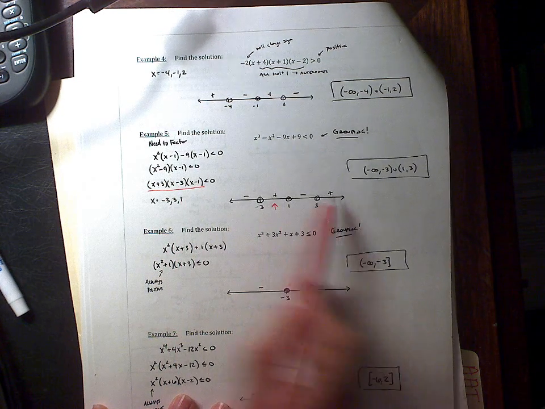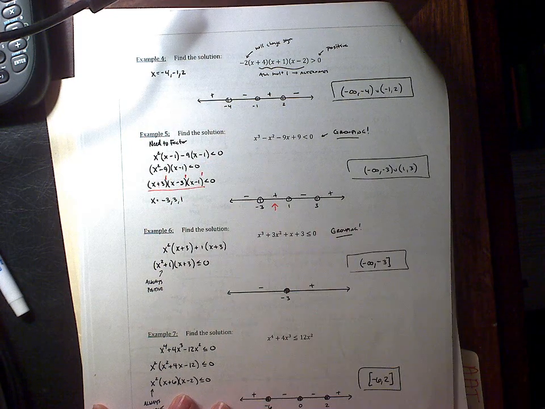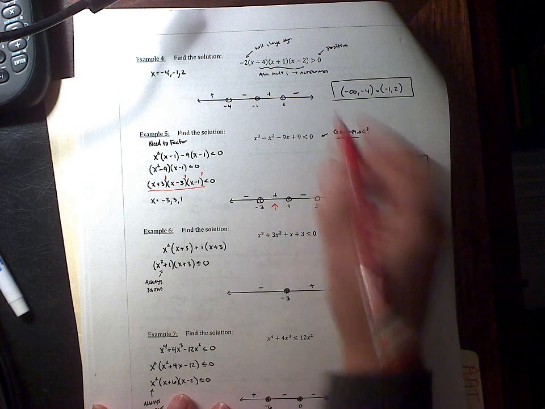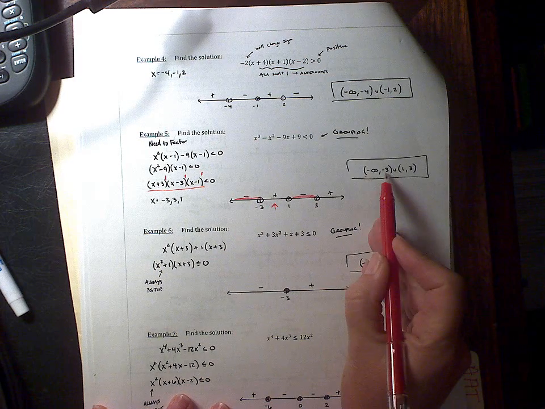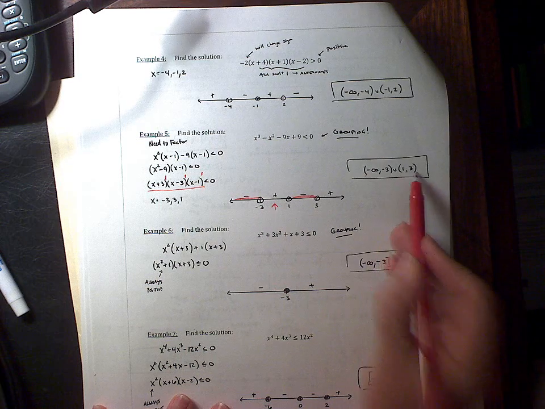Everything alternates because they're all a multiplicity of 1. They only occur an odd number of times. Even does not alternate, odd does. We are looking for the negatives, so we want this area and this area. -3, open, because it's not equal to, union 1 to 3.